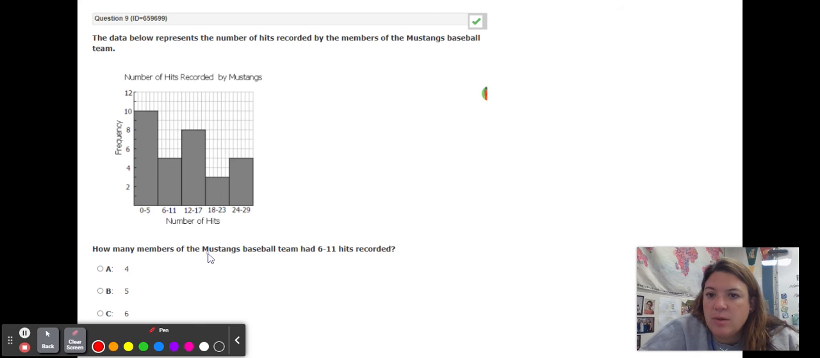Number 9, the data below represents the number of hits recorded by the members of the Mustangs baseball team. How many members of the team had 6 to 11 hits recorded? This looks like it goes right in the middle over to the 5.